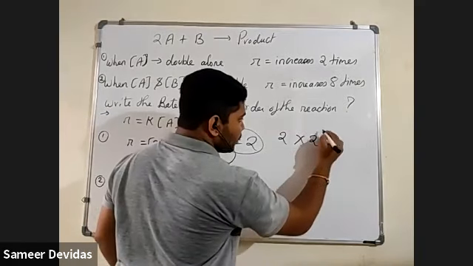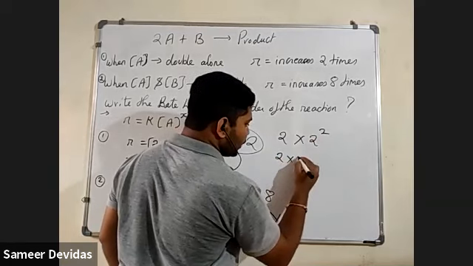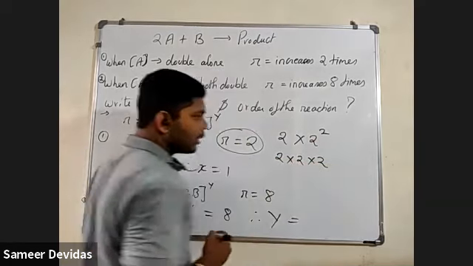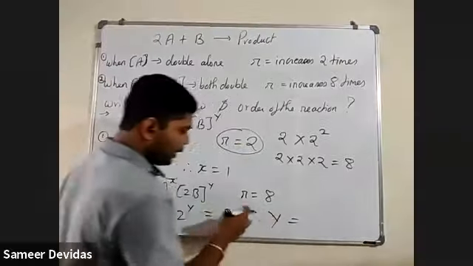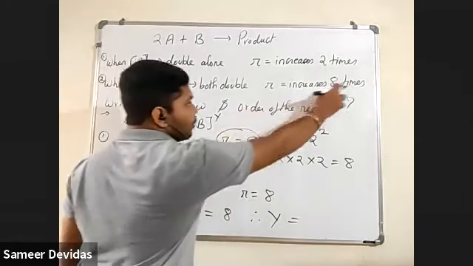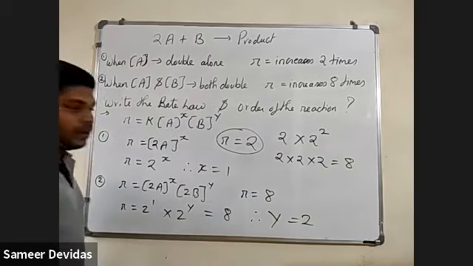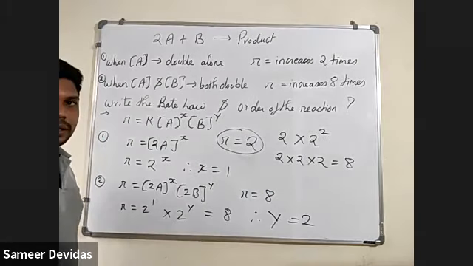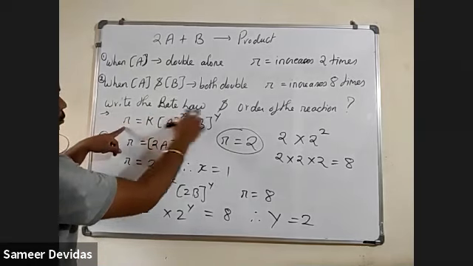If suppose you are saying 2 raised to 2, this means what? 2 into 2 into 2. Am I right? Yes, sir. If you multiply all, you will get 8. So rate is 8, already they have told. So here in this case, the Y is what? 2. Okay.